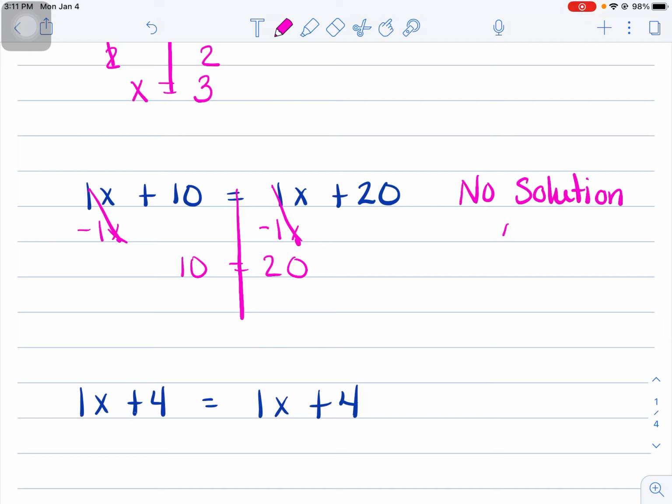So a no solution, we would put as a big 0 with a slash through it to represent no solution as well. These variables have canceled out. Now, if we didn't move variables first and we moved the numbers, you would still see that they would cancel out and that you would have nothing. I always like to move my variables first, but the variables canceled. The statement is not true because 10 cannot equal 20.